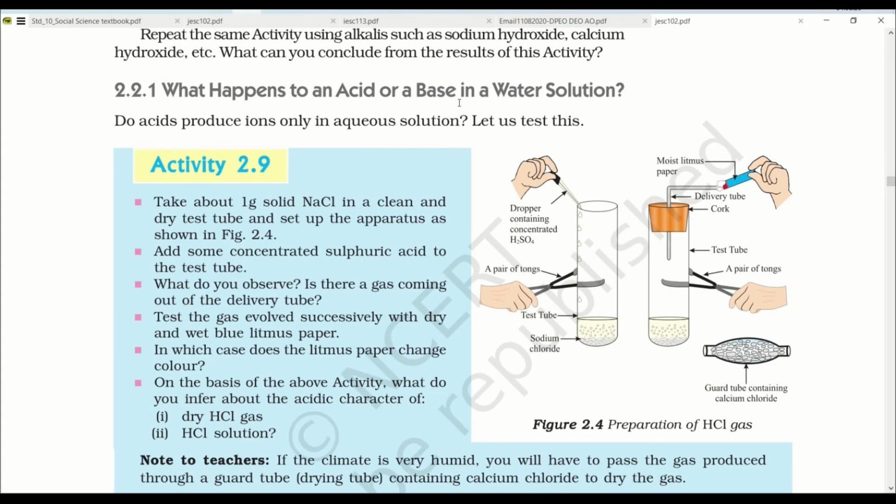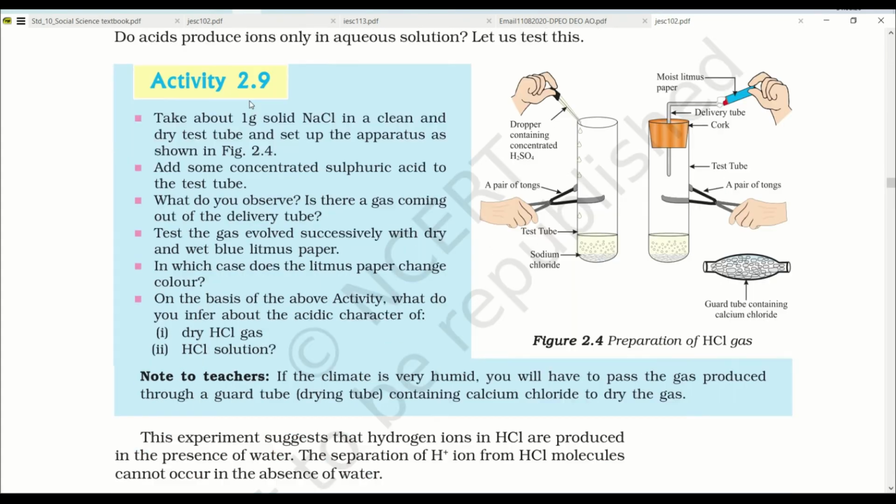What happens to an acid or a base in a water solution? Let's read activity 2.9. Take about 1 gram of solid sodium chloride in a clean and dry test tube and set up the apparatus as shown in figure 2.4. Add some concentrated sulfuric acid to the test tube. What do you observe? Is there a gas coming out of the delivery tube? Test the gas evolved successively with dry and wet litmus paper.